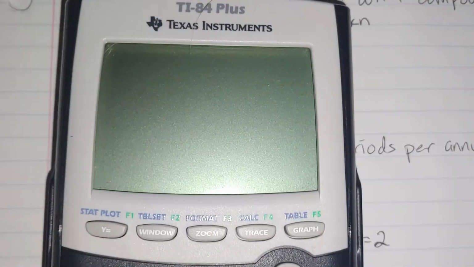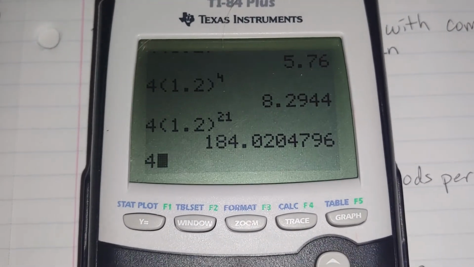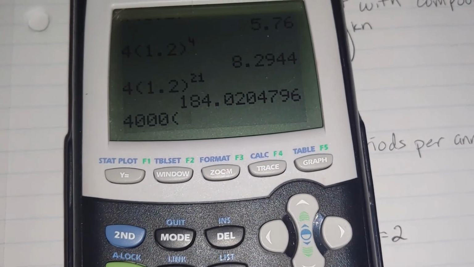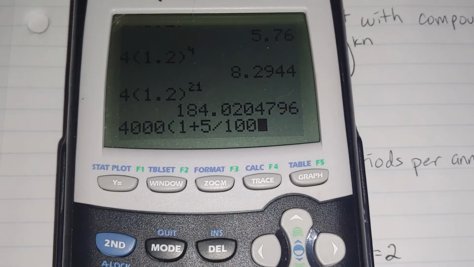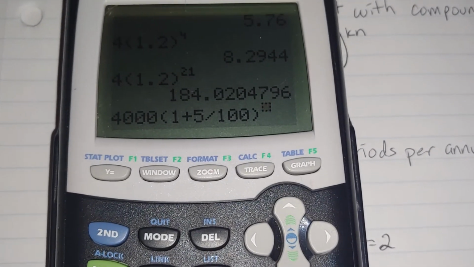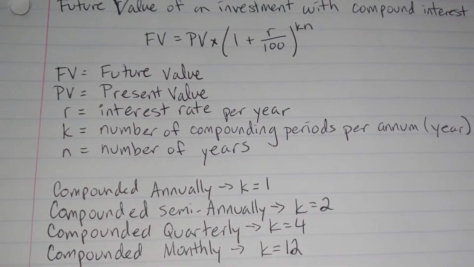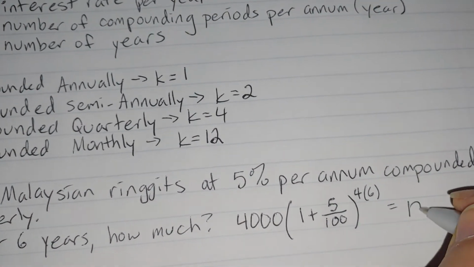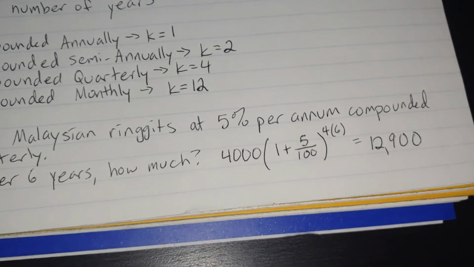All right. So 4,000 times 1 plus 5 over 100 to the 4 times 6, which is 24. All right. So after 6 years, that has grown to 12,900 ringgits. That's pretty good.